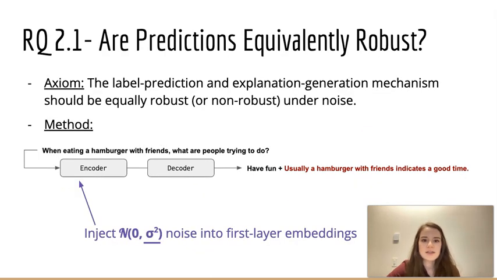Our first experiment in this section tests something we call robustness equivalence. Our axiom is that the label prediction and explanation generation mechanisms should be equally robust or non-robust to noise. Our method involves injecting zero-mean Gaussian noise into the first layer embeddings of the T5 joint model. We use the variance term to control the amount of noise that we apply.